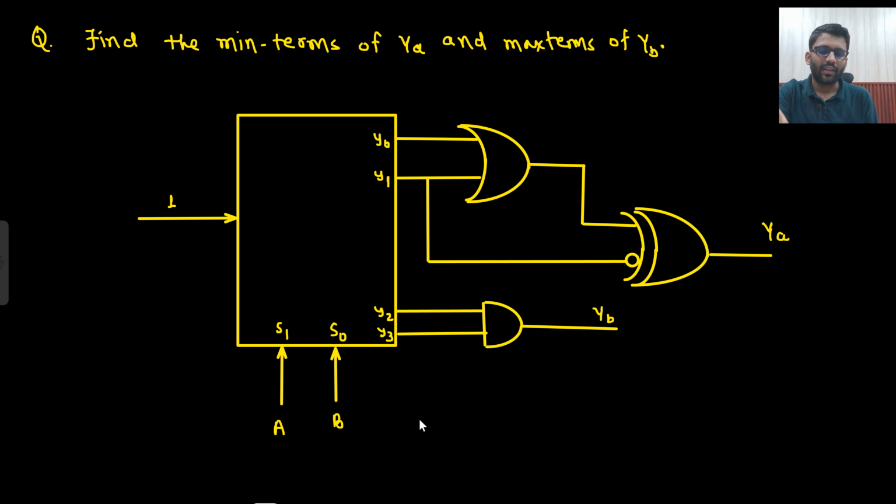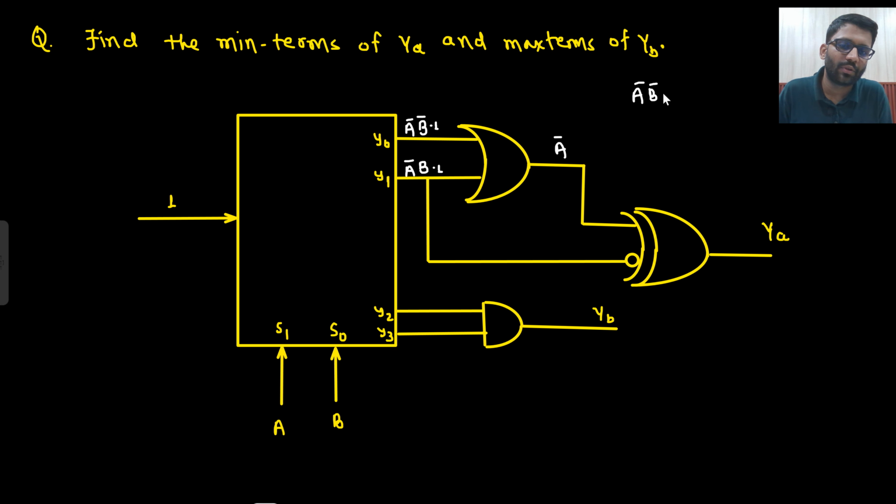Input 1 is given, and AB is given. You need to find the minterms of YA and YB. So if this is Y0, Y1, Y2 and Y3: if A is not there and B is not there, then information 1 would have been transferred. If A is not there but B is there, then information 1 would have been done. Basically multiply 1 is also there. Then both are added. So A bar B bar plus A bar B would be A bar only.